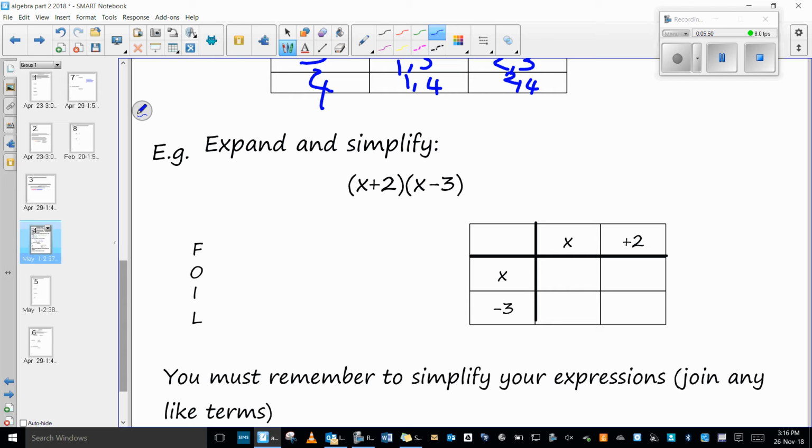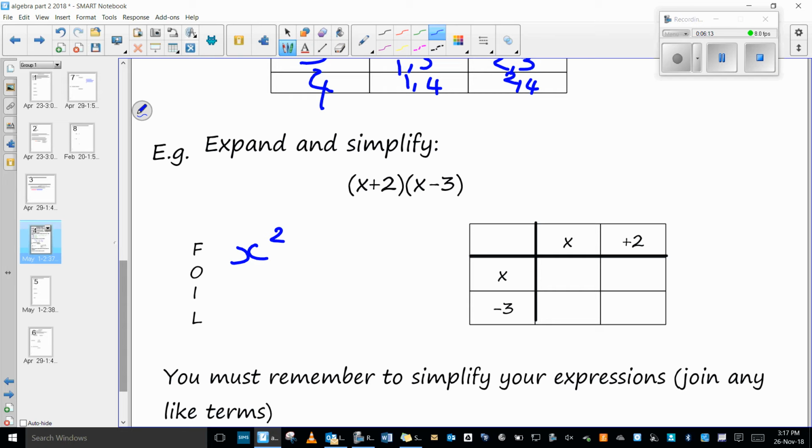So I look at my expression here. My first terms are x and x. When I multiply those, what do I get, Claire? X squared. X squared, excellent. Okay, so my first two terms multiplied together give me x squared.